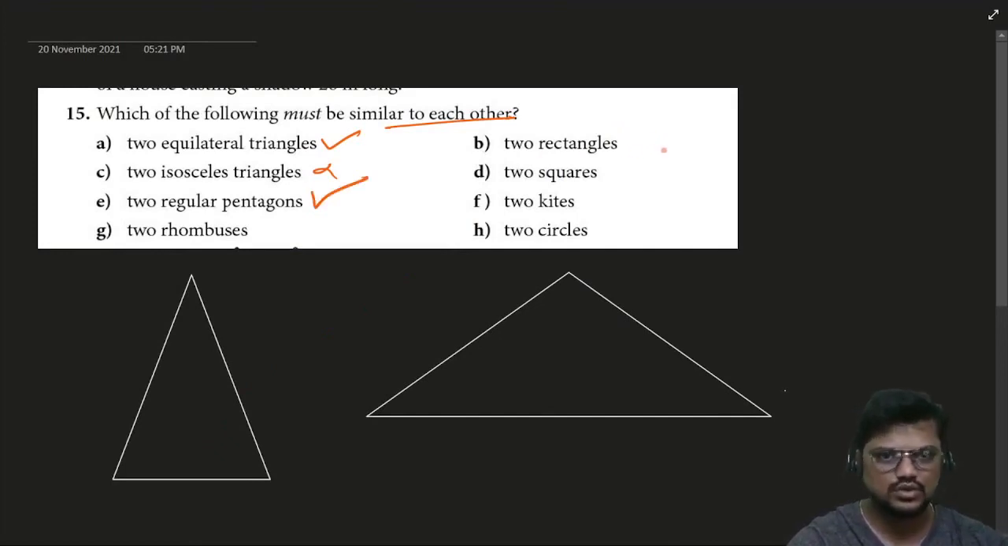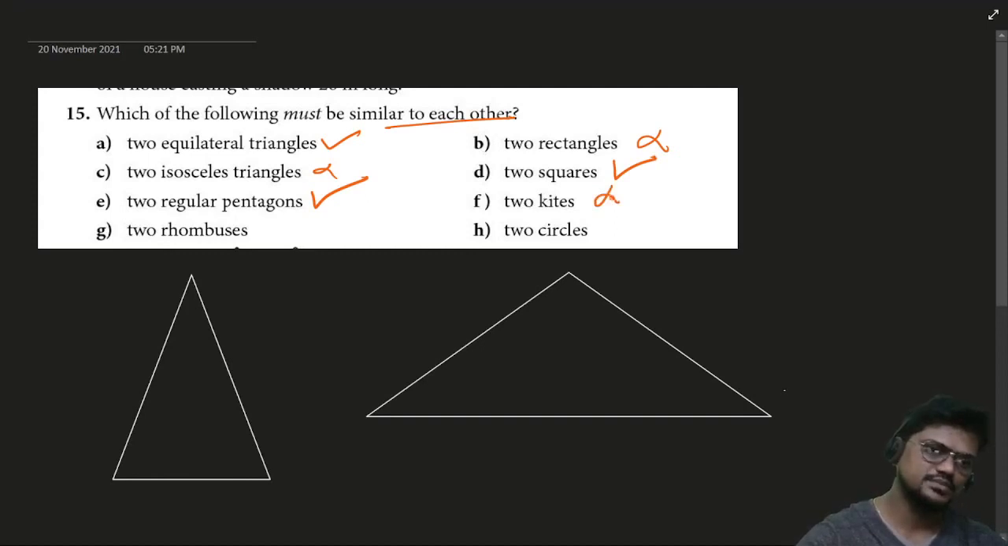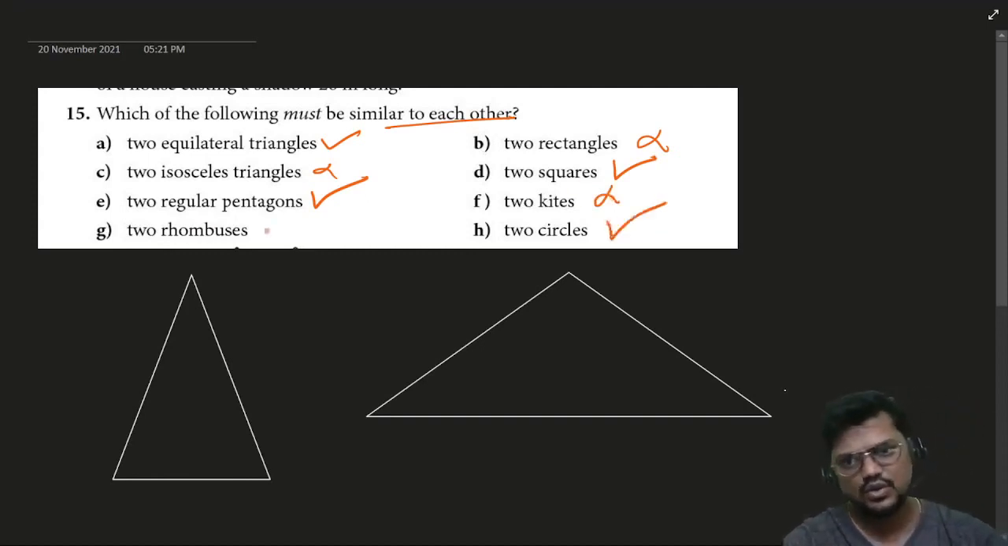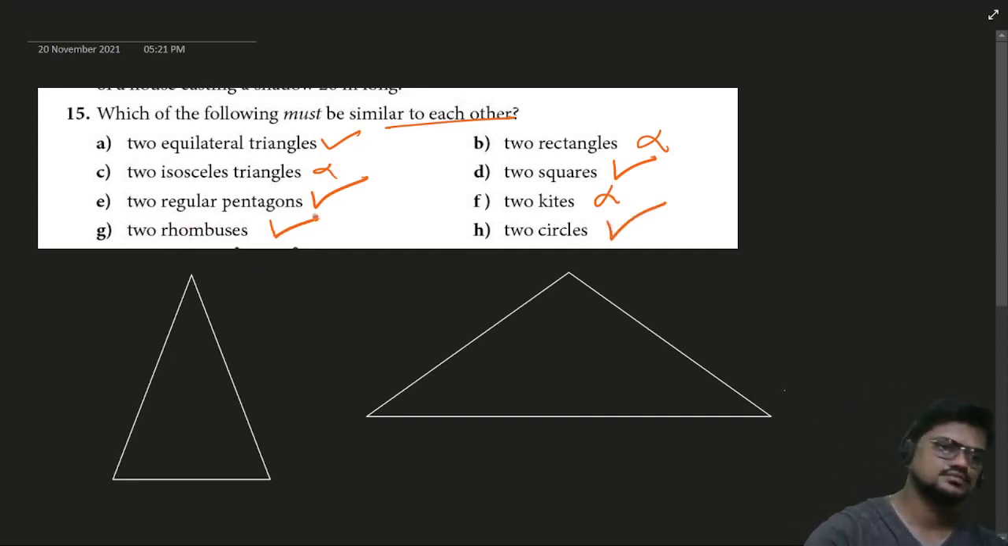Two rectangles, no, as we have already discussed. Two squares, yes, all squares are similar to all other squares. Two kites, no, because a kite can be of any shape. Two circles, yes. Two rhombus, yes. No, not two rhombus. Why?